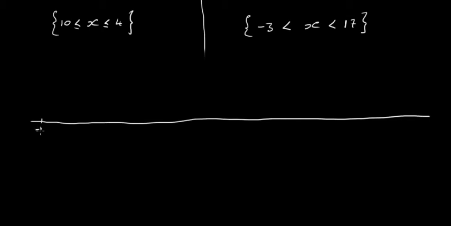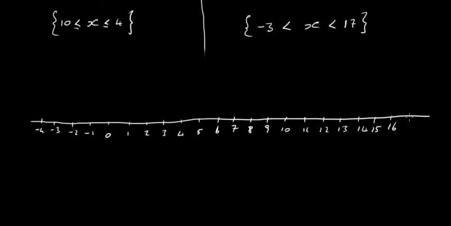This is going to be minus 4, minus 3, minus 2, minus 1, 0, 1, 2. I've got to go all the way up to 17 here, so just bear with me. 5, 6, 7, 8, 9, 10, 11, 12, 13, 14, 15, 16, 17, and let's go to 18 as well. So we're going out in both directions here.